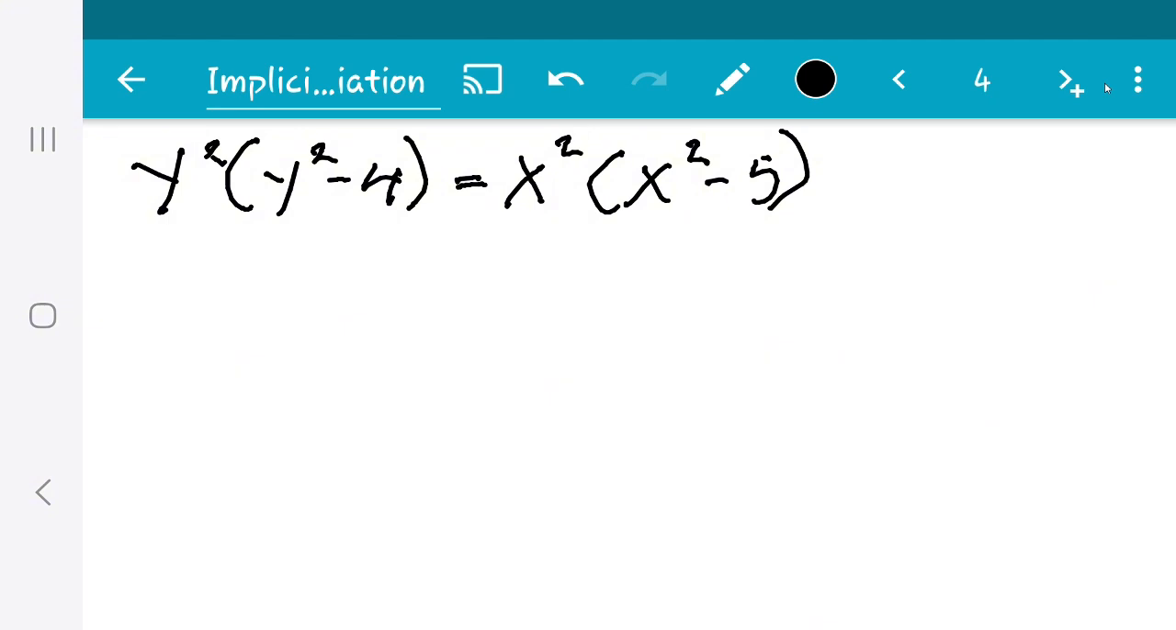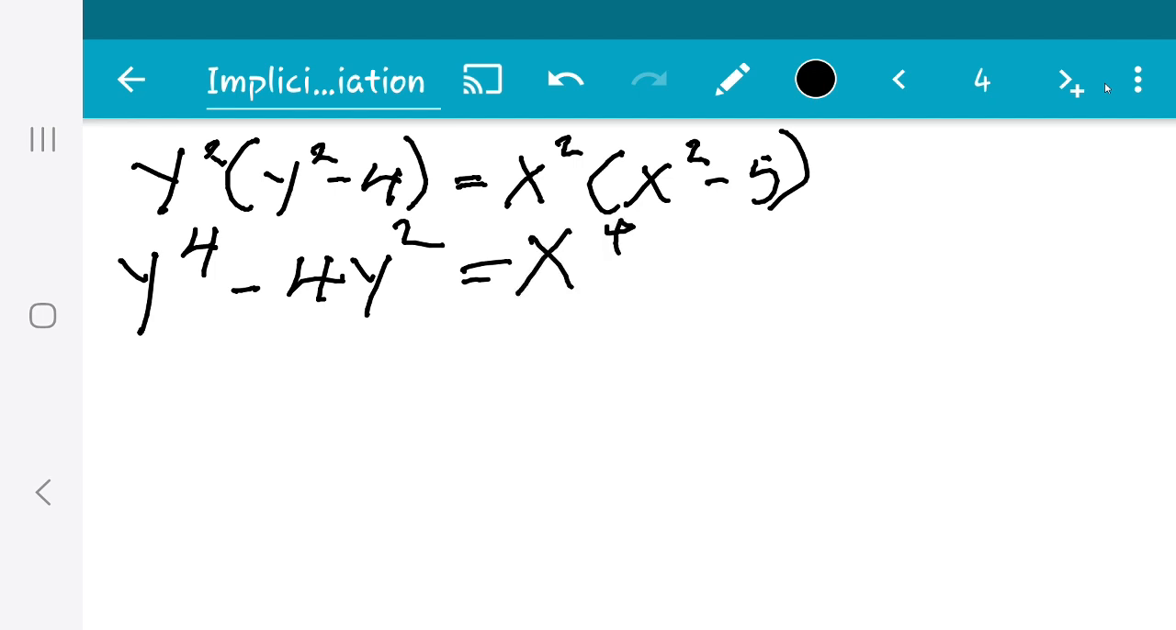So this side we'll have y to the fourth minus 4y squared. Multiply y squared into the inside of the bracket. So y squared multiplied by y squared, we get y to the 4. Then y squared multiplied by negative 4, we get negative 4y squared. Equal to, also do the same thing, multiply inside: x to the 4th minus 5x squared. Okay, that's what it is. Then now we can do our implicit differentiation.